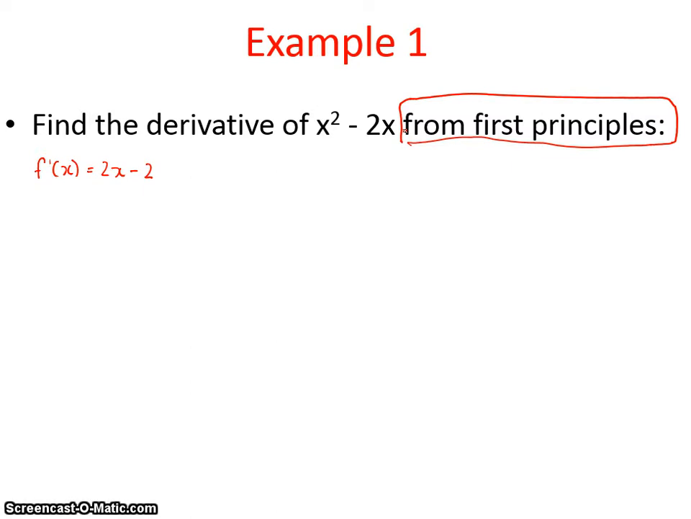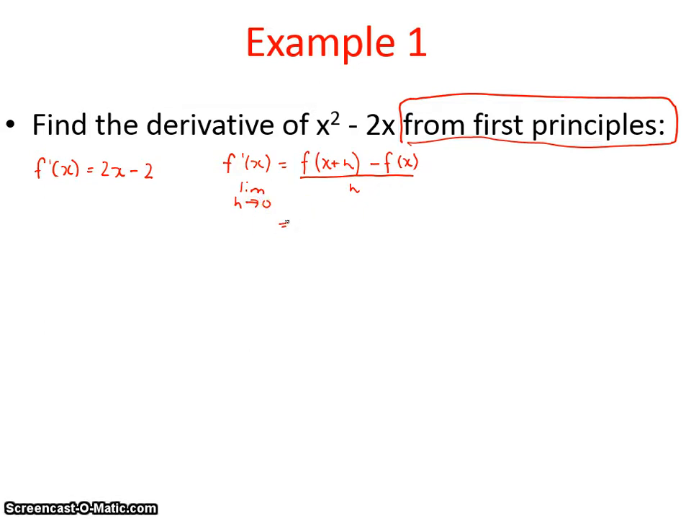So to do this, what I would need to do is write the formula down first. f dash x is equal to f of x plus h minus f of x over h, and this is when the limit of h tends to 0.